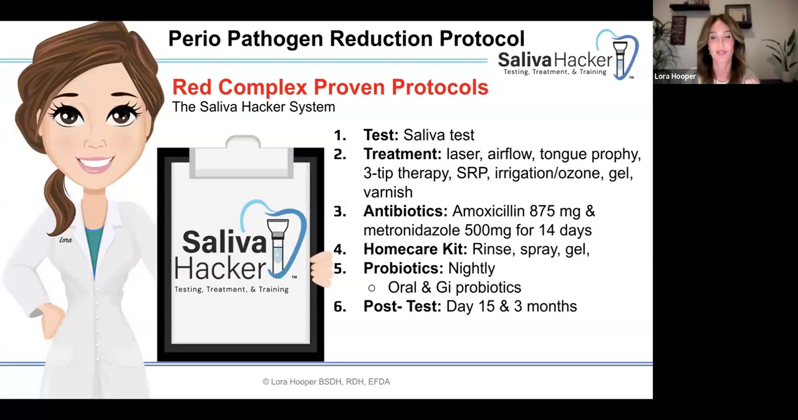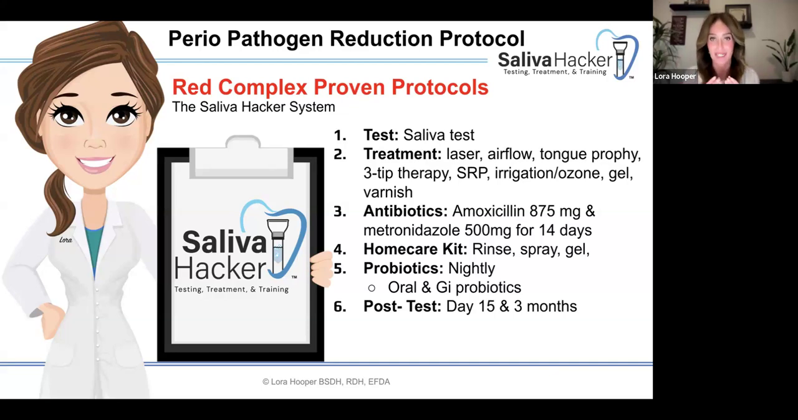But now we know with the red complex, these are the ones that can cross the lining in the body. This is combination therapy. We have to treat it orally, but also systemically. So that's where our antibiotics are going to come in. You can either do amoxicillin 500 milligrams TID, that's 3 times a day, or you can bump that up to amoxicillin 875 milligrams BID twice a day, and they're both with metronidazole.